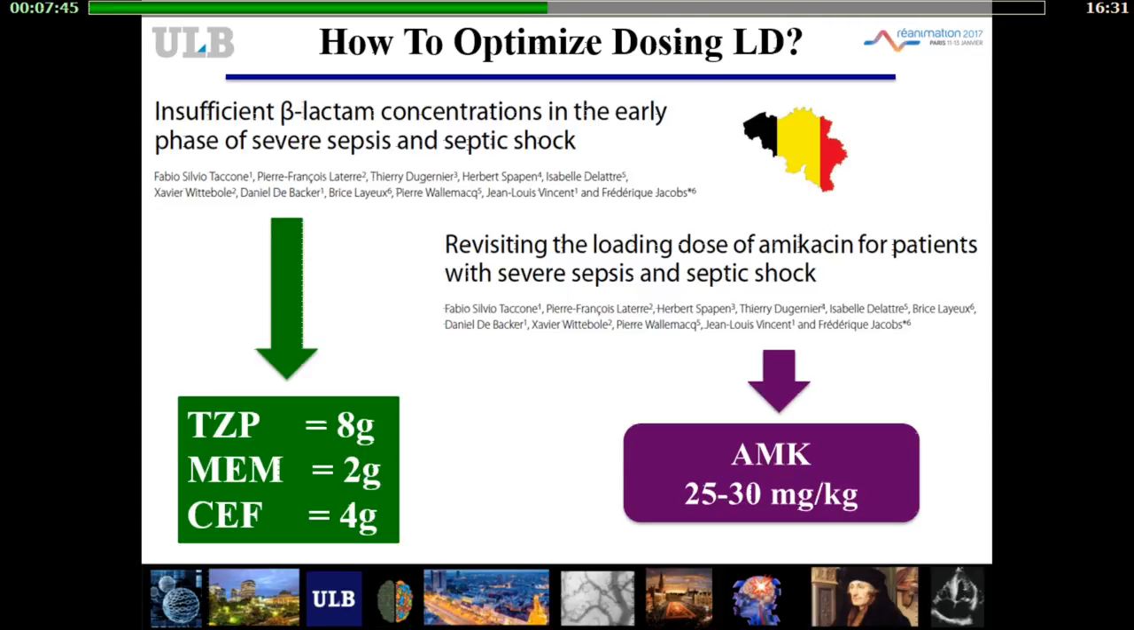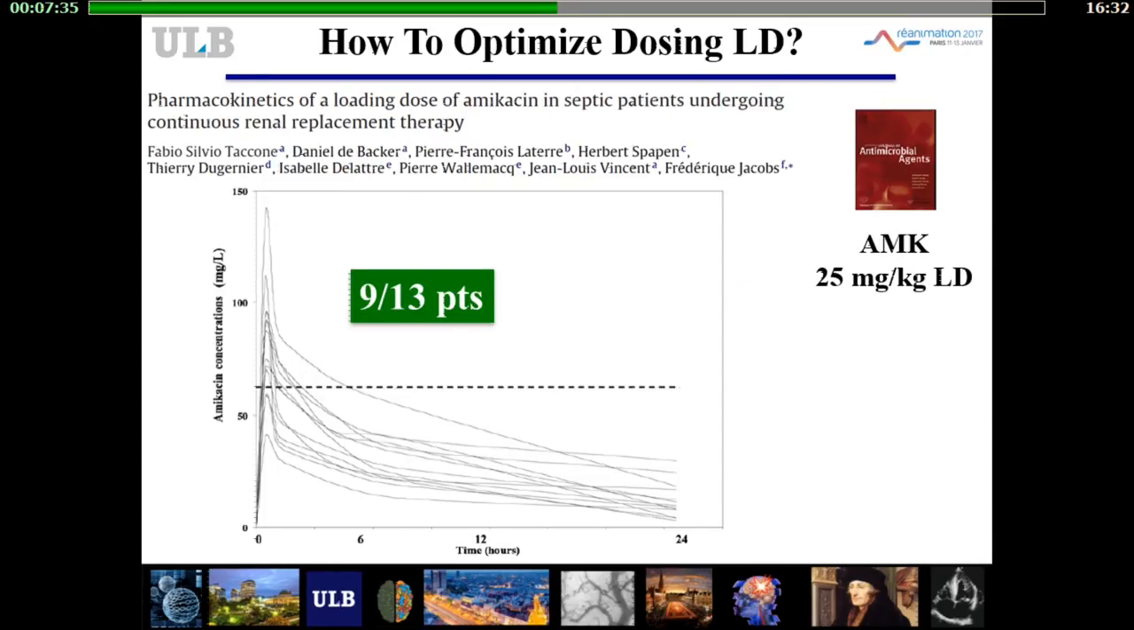We have already published data that to optimize peak concentration, you have to increase the amikacin loading dose to 25, 30 milligrams per kilogram. And we have also shown that in a subset of patients with RRT, the first dose of amikacin is exactly the same in terms of peak concentration. We give a higher dose than the standard regimen, 25 milligrams per kilogram, and we obtain in 70% of patients an adequate peak concentration, which means that in some of them you have to give an even higher loading dose.